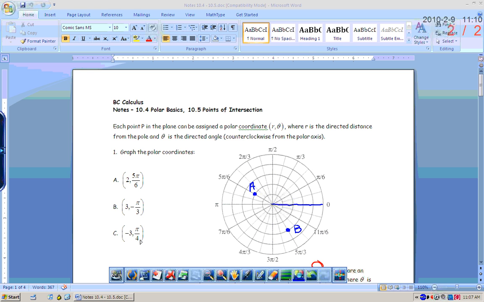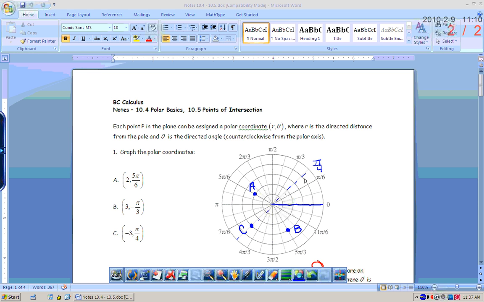All right, now when the radius is negative, that's the one that's kind of weird. We're going to go to pi over 4, which is not labeled here, but this is pi over 4. But instead of going 3 in the direction of pi over 4, we're going to go 3 in the exact opposite direction. So it's going to put us right here for point C. So if your radius is negative, instead of going out to that same angle measure, you just go 180 degrees in the opposite direction.